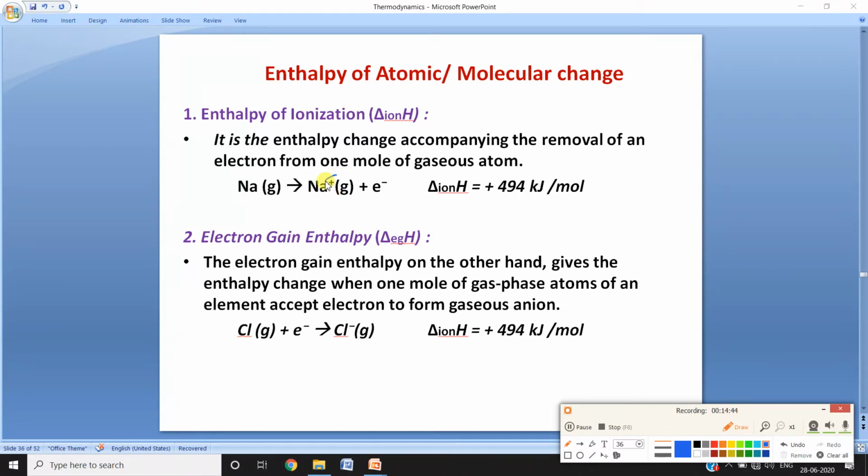How a cation will form: when it loses the electron. Now, exactly opposite to cations, we will see the formation of anions.